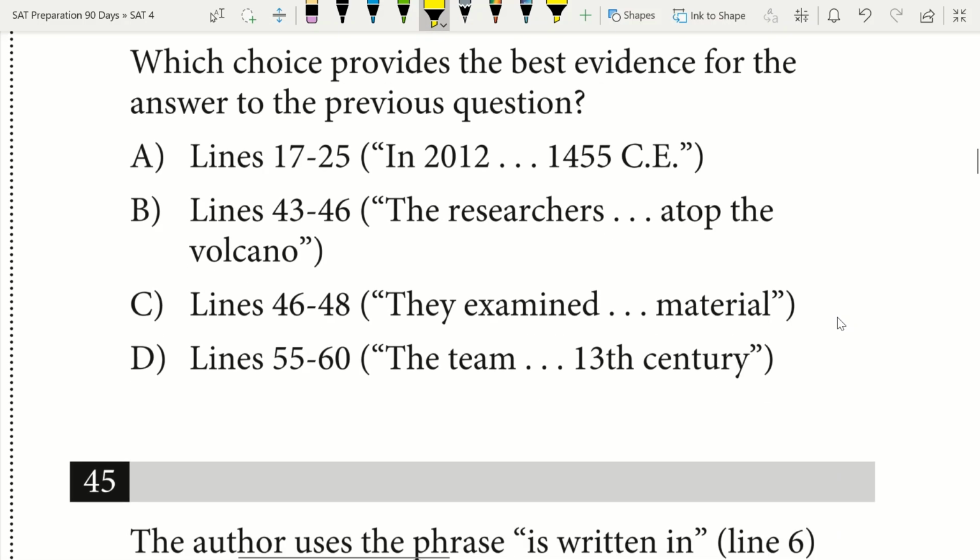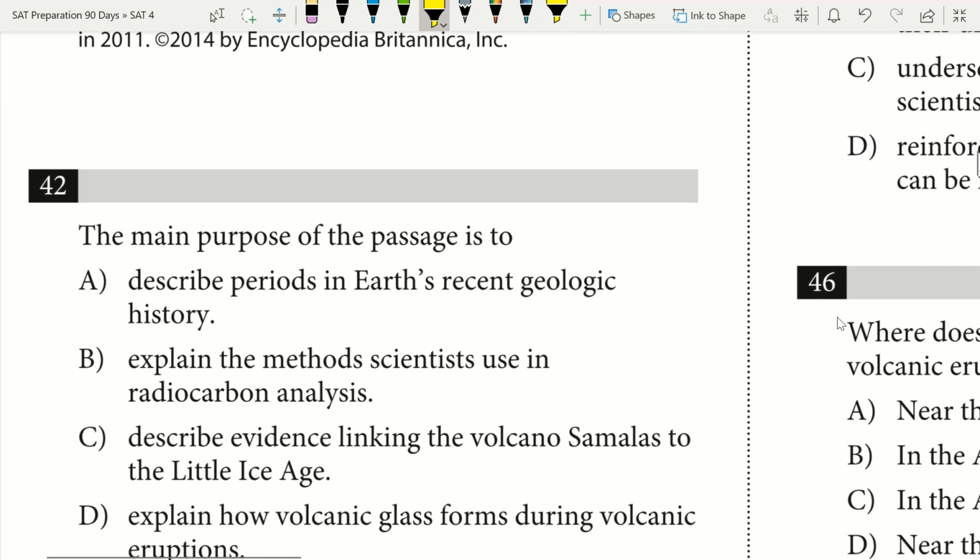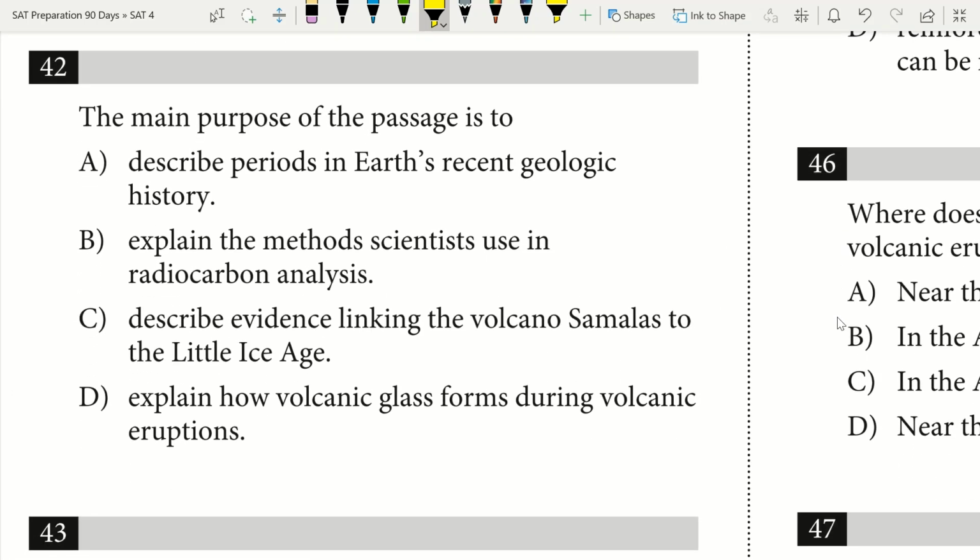Alright, at this point we can go ahead and get into our questions. So we've got a figure, which will probably be asked at the end because they almost always are. We have: the main purpose of the passage is to do what?